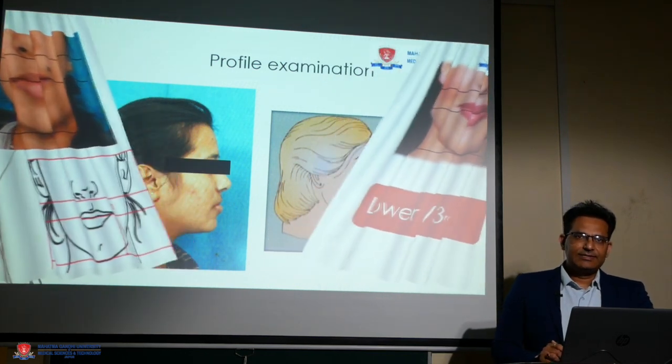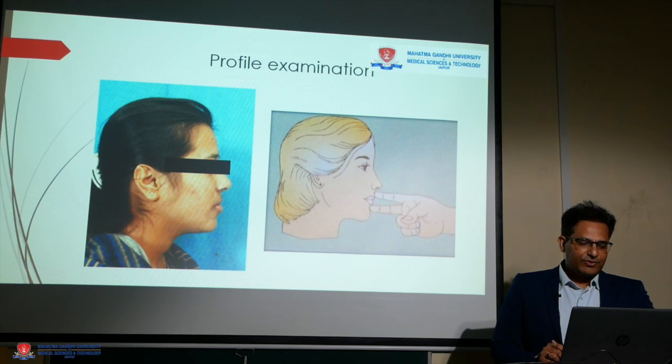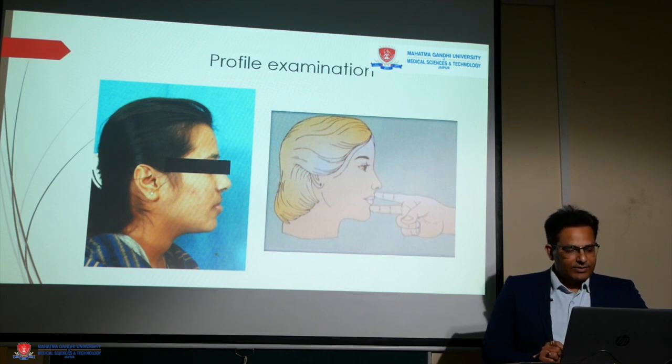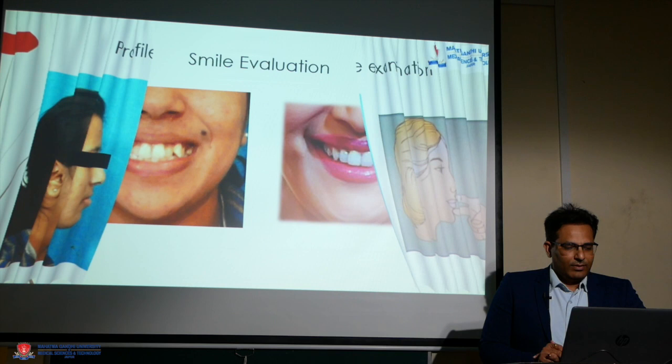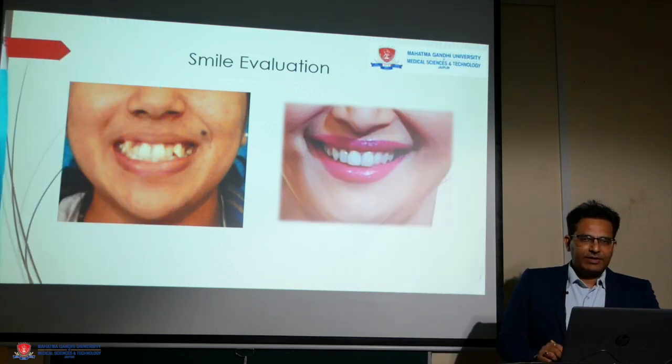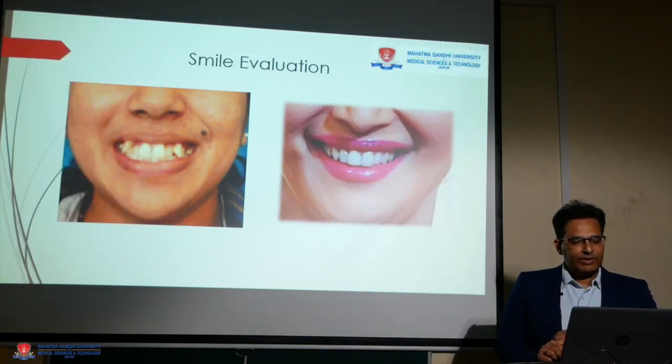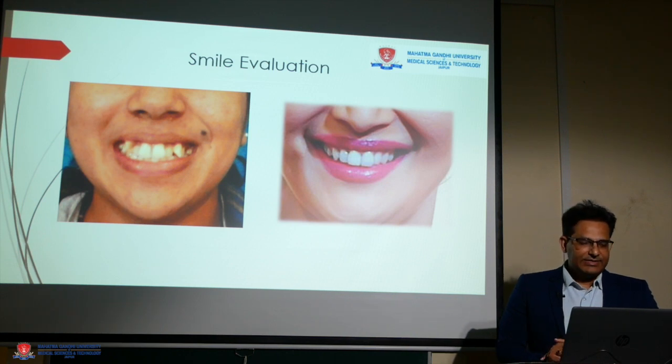Once the proportions are assessed frontally, we go for profile evaluation of the patient. This is a simple way of assessing the profile of the patient by clinical means. The index finger is placed on the maxillary bone and the middle finger is placed on the mandibular bone. In a class 1 scenario, the index finger is slightly ahead of the middle finger. The situation will be reversed in a class 2 or class 3 situation. Only when the frontal and profile evaluation is complete do we go ahead to inner details, that is the smile evaluation.